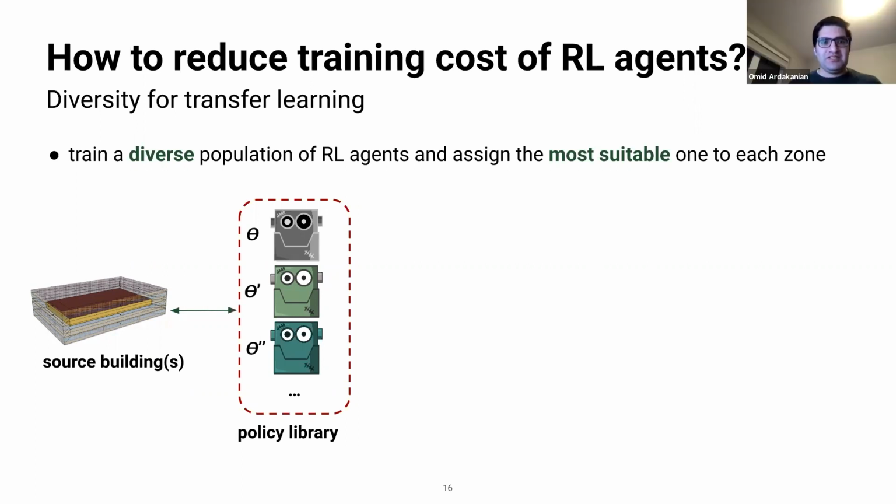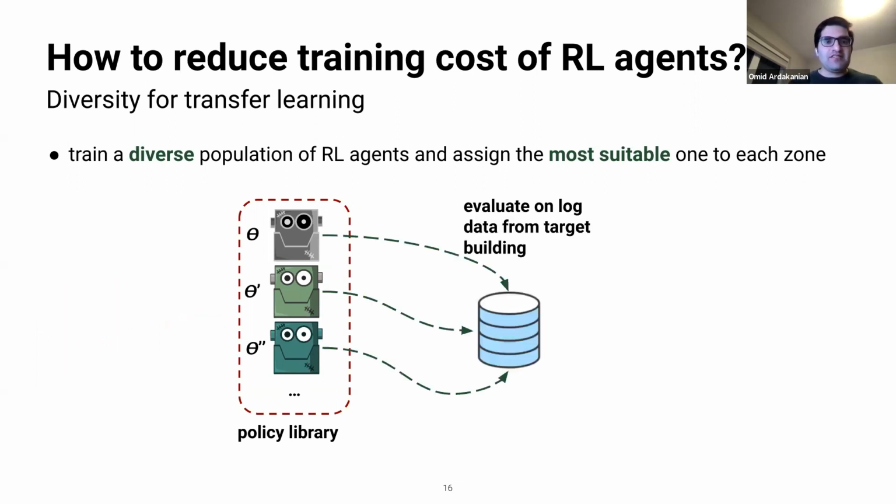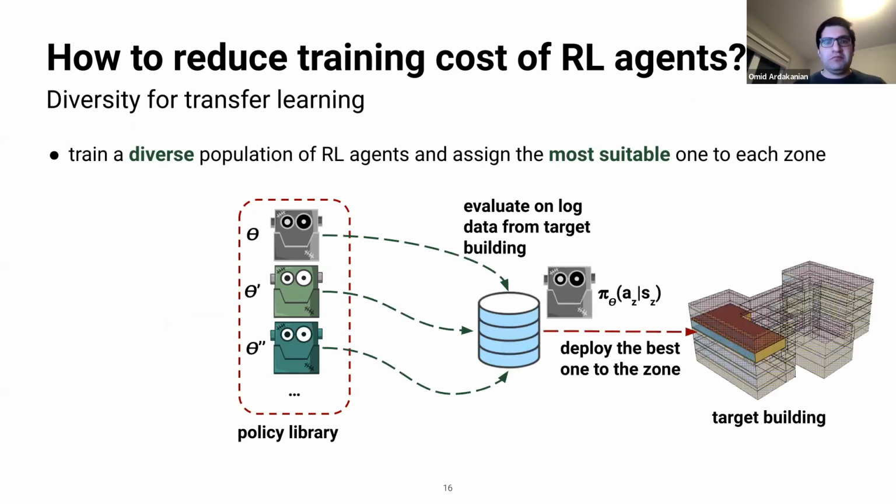It's a collection of policies that are learned in the source building using different parameters, theta, theta prime, theta double prime, and so on and so forth. So if we learn all these policies by interacting with the source building, then assuming that we have a small amount of log data from the target building, we should be able to very quickly evaluate these policies and say whether they're good or not. So let's say that we use this log data, we use policy evaluation techniques that I will talk about, and we identify the best policy for the zone that we have in the target building.